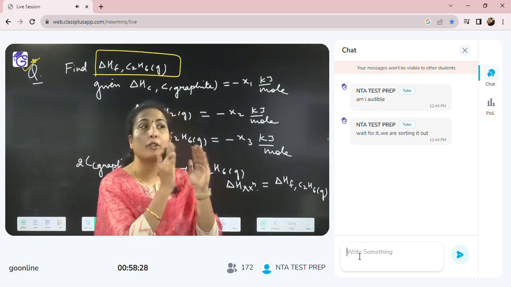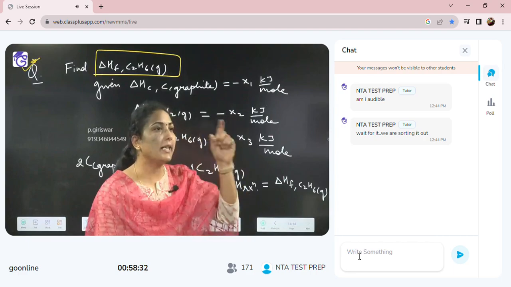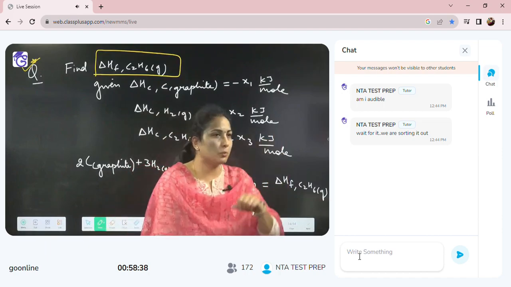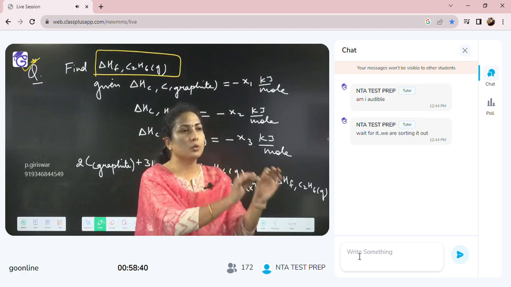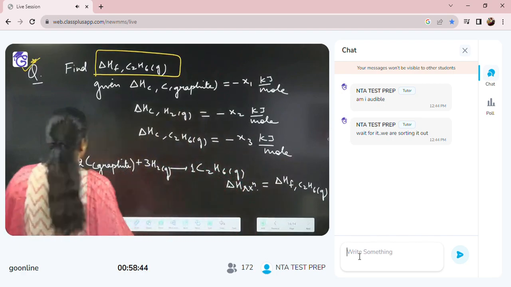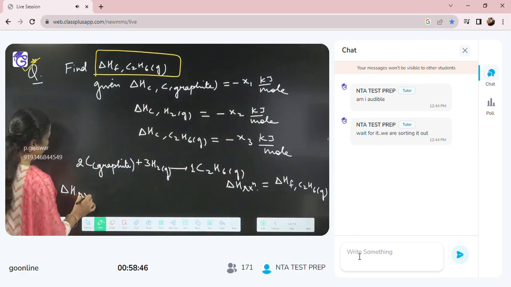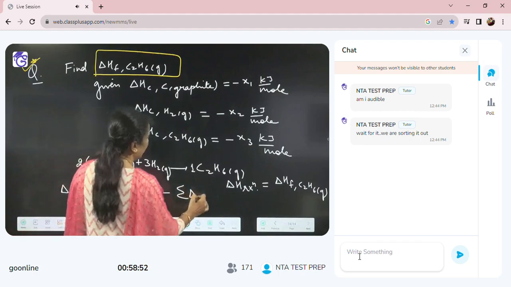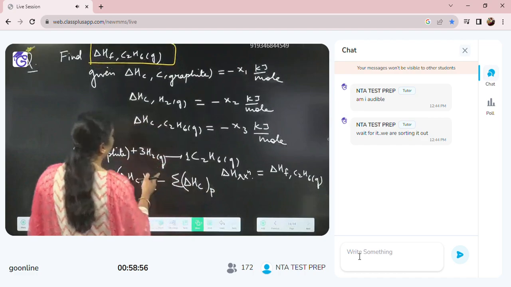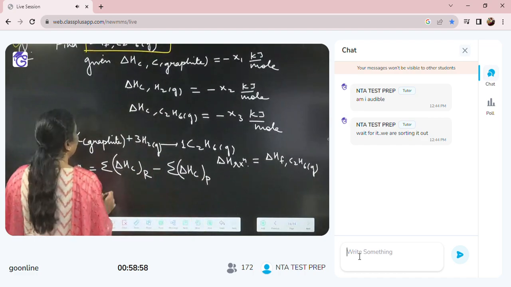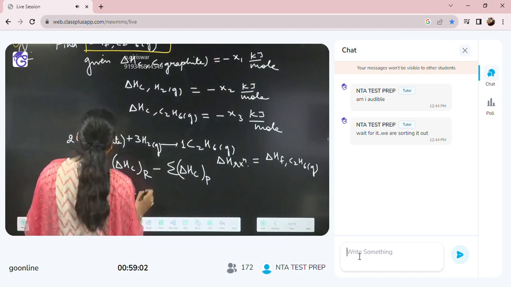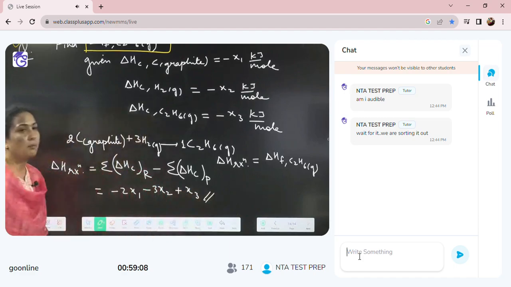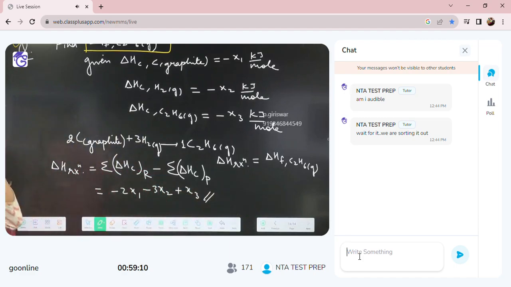If enthalpy of combustion data is given, then you see what is the format in which data is given, whether it is the enthalpy of combustion or the enthalpy of formation which is given. So if combustion data is given, always go for reactant minus product. Okay. So here I'll be able to write down delta H for the reaction, that is equal to summation of enthalpy of combustion of the reactant minus enthalpy of combustion of product. Always go like that, you'll never go wrong here. So reactant is this one, so minus 2x1 minus 3x2 plus x3, that should be your answer. Minus 2x1 minus 3x2 plus x3.